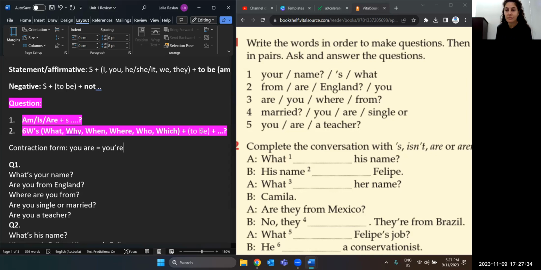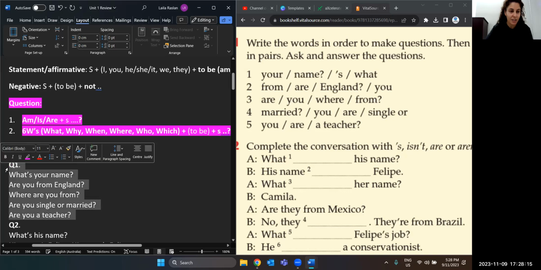Number 4. Are you single or married? Yes. So it's using the first rule to make a question with the verb to be. And the last one, it looks like with the verb to be. Yeah. Are you a teacher? Yeah. Good. So any questions about that?